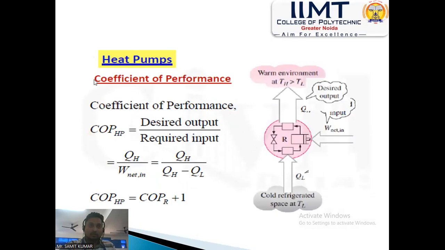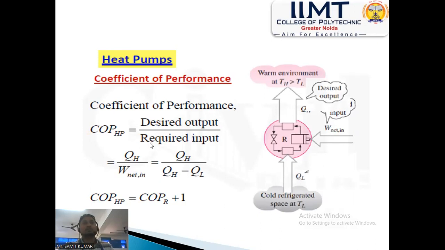Now I will discuss how to calculate the performance of the heat pump. The same procedure applies, but here the desired output is higher temperature, higher heat. The same process is done by the system, but here the requirement is a warm environment. In the winter season we want a warm environment, in the summer season we want a cold environment. So the heat pump is mostly used in winter.